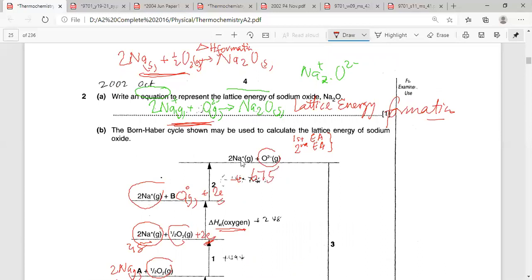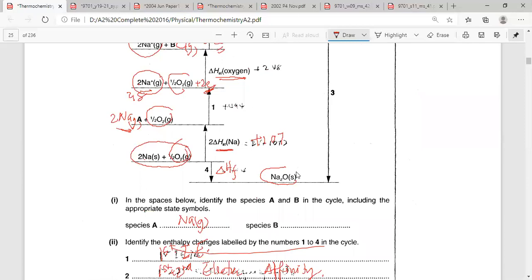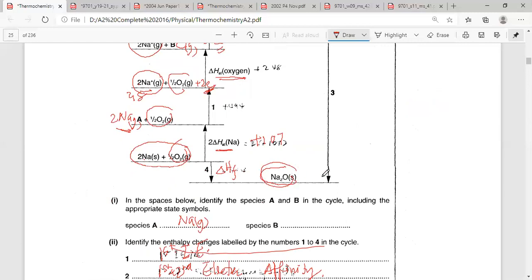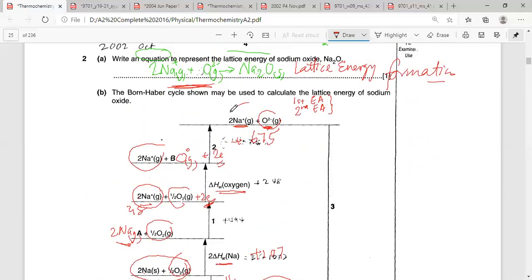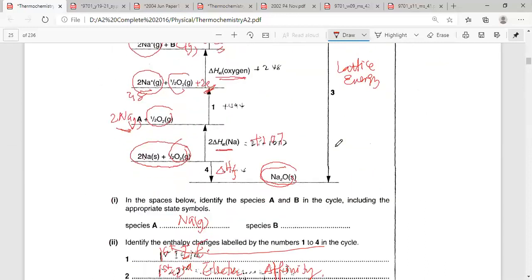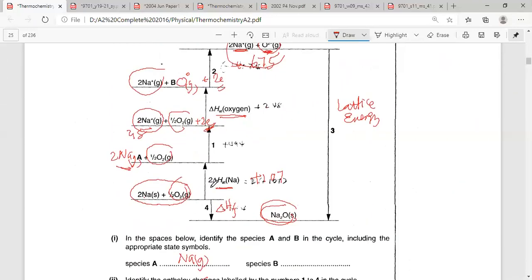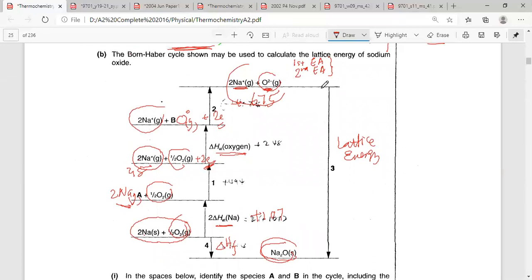Now I've got my individual ions to form 1 mole of my ionic compound from its gaseous ions. It's called lattice energy. Going down is negative, exothermic. But don't care. Now, as I show you, one way is to follow the arrow. The other way is to just add up this whole thing, which equals this one.